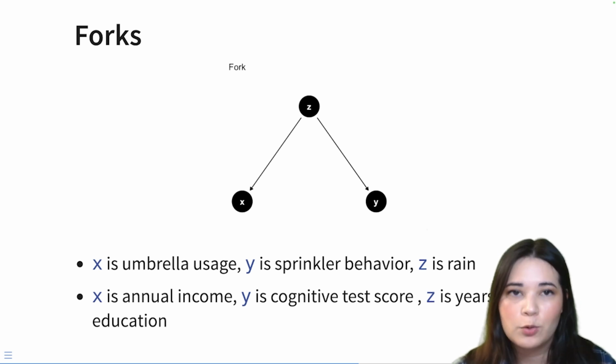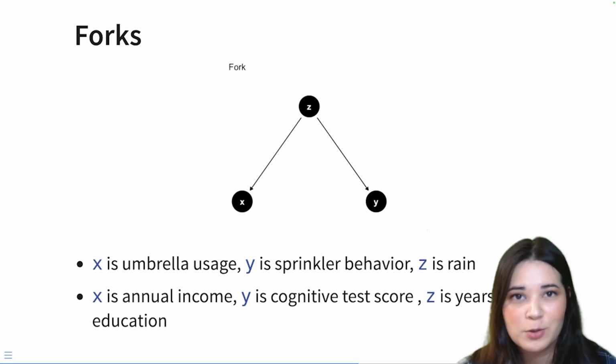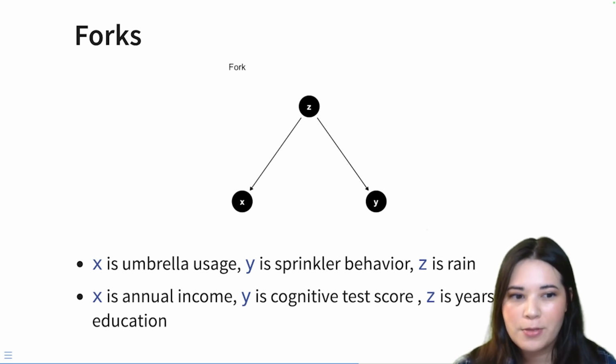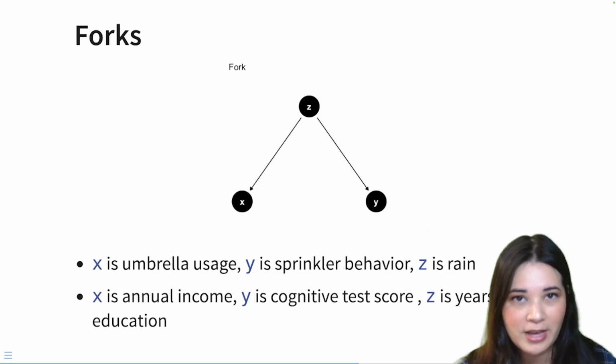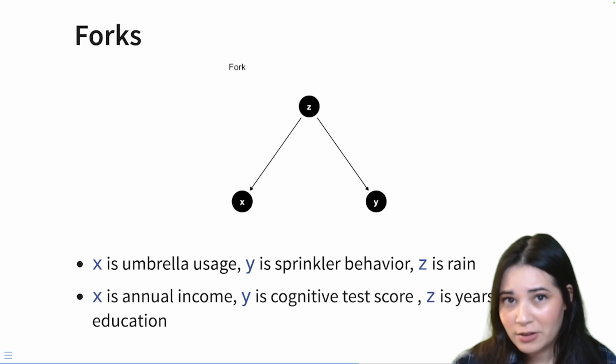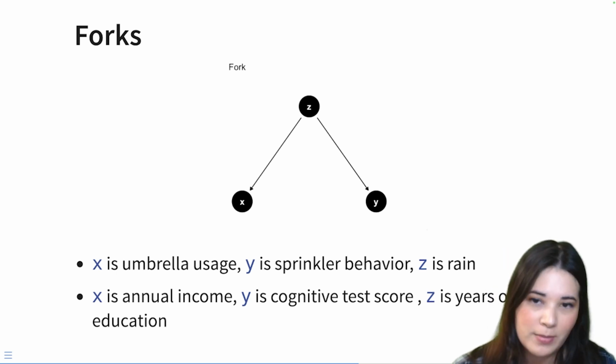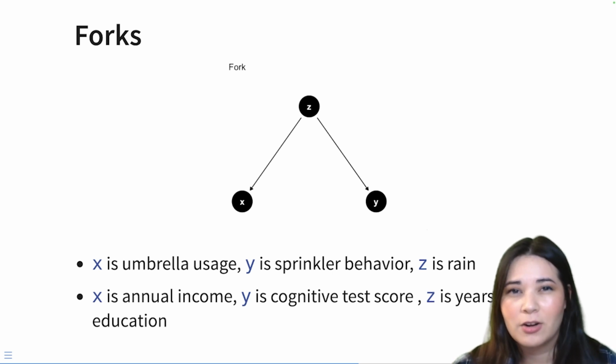A simple example would be where x is umbrella usage, y is sprinkler behavior, so whether people have their sprinklers on or off, and z is the rain. Now, if we just observed data, we might think, or we definitely would see, that umbrella usage and sprinkler behavior are associated, because when one happens, the other tends to happen. However, we know, just based on common sense, that these two things aren't causing each other.